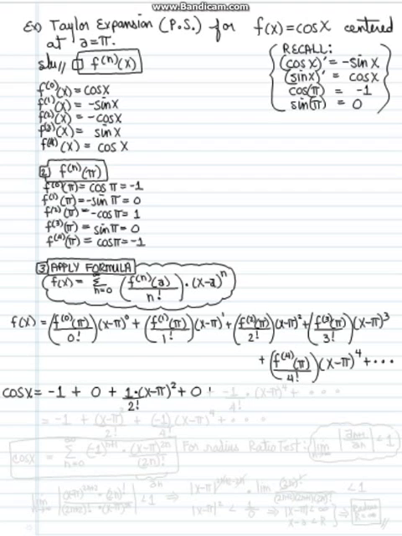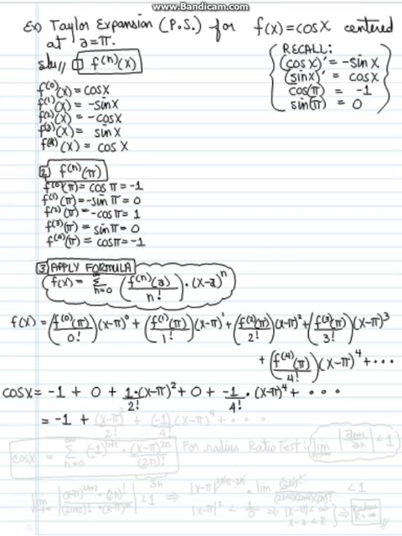And then we have plus. Now we're up to n equals 4. For n equals 4, we get negative 1 over 4 factorial, because n is equal to 4 here, times x minus the center pi raised to the 4th power, plus dot, dot, dot. And you can see what's happening here. We are only keeping every other term.